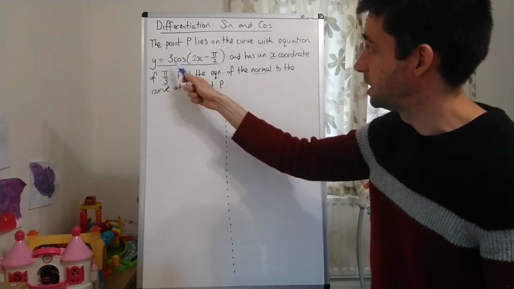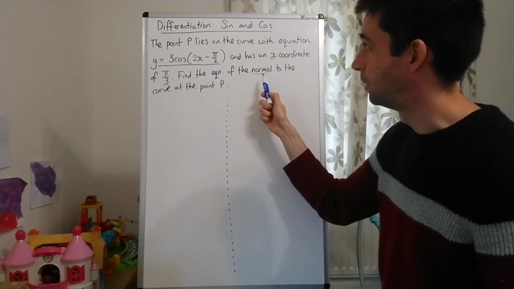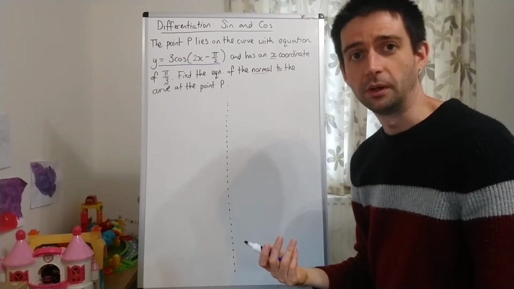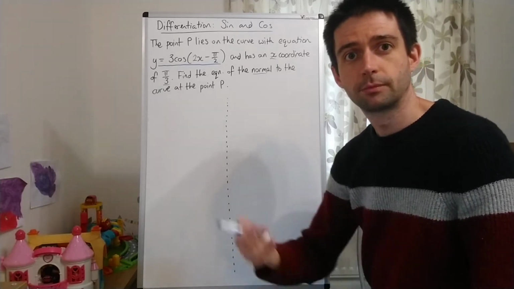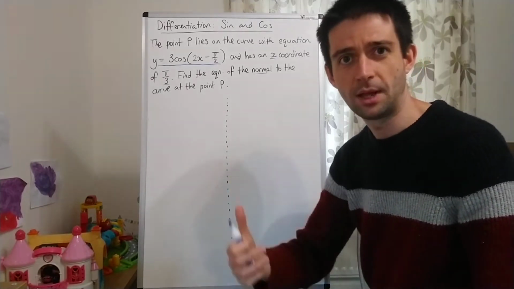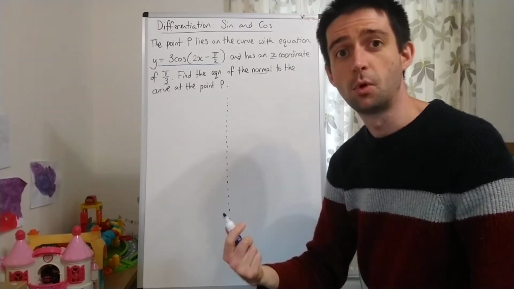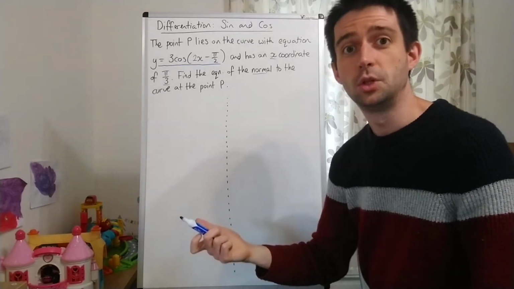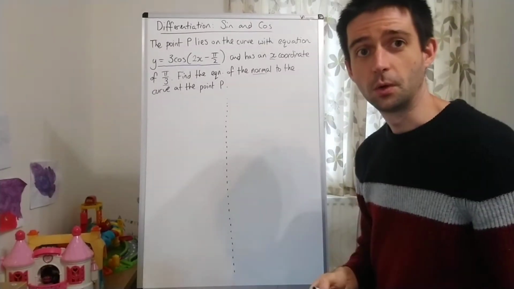So I'm being given the equation of the curve and asked to find the equation of the normal at a given point. So, what are the two things you need to find the equation of a straight line? Go on, say it out loud, shout it out loud at the video. What are the two things you need to find the equation of a straight line? A point and the gradient. Do we have a point? Well, we have the x coordinate, we don't have a y coordinate.